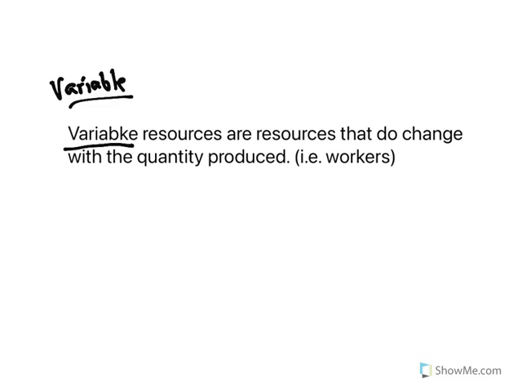Variable resources are resources that do change with the quantity produced. Like workers, right? If I have more workers, in theory, my quantity produced should be increasing. So as I'm producing more output, more and more workers can be hired. It's very easy to add more workers. So part of the difference between fixed and variable resources is how easy it is to increase the number of that resource as you're producing more product. It's much easier to hire a worker than it is to build another factory. So that's the difference.